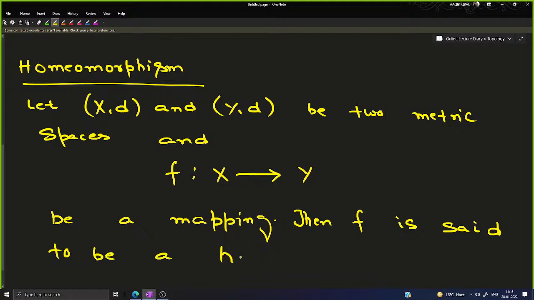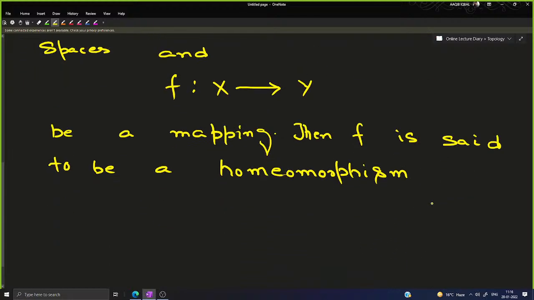a homeomorphism. This is not homomorphism, this is homeomorphism. इसका ख्याल करिएगा. Homeomorphism. So this f is a homeomorphism if and only if इसके लिए कुछ requirements हैं. तो पहली requirement है वो ये है कि this function f must be a bijection.